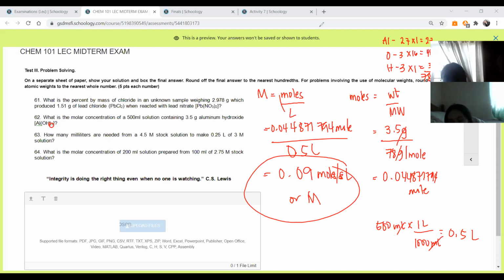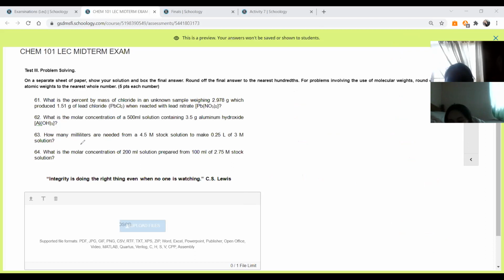Next, let's go to number 63. For number 63, how many ml are needed from the stock solution? 4.5 M is the C1. The solution to make 0.25 liters, of course, this is the V2. Remember, to make. And then 3 M is the C2. So therefore, we are looking for the V1. So C1 is 4.5 M, and the V1 is unknown. And then the C2 is 3 M.